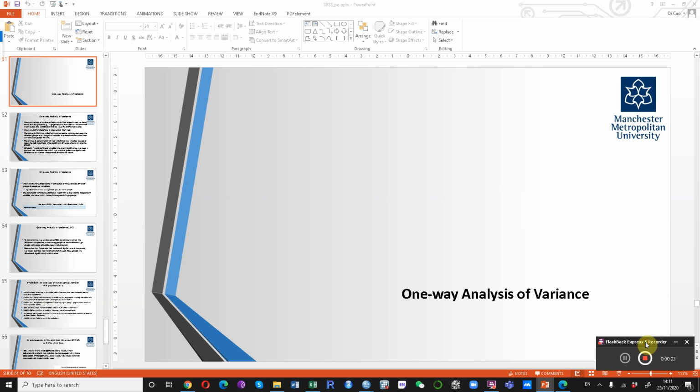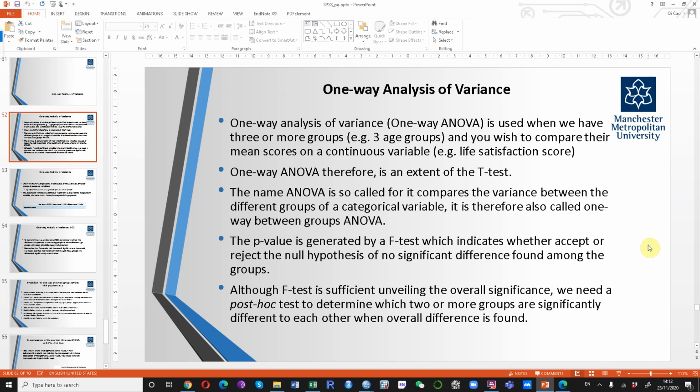The last comparing group technique we will work through together is the one-way ANOVA, one-way analysis of variance. Sometimes analysis of variance is referred to as ANOVA test. The one-way ANOVA is a more generalized case of a t-test.